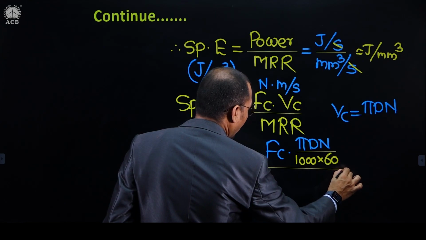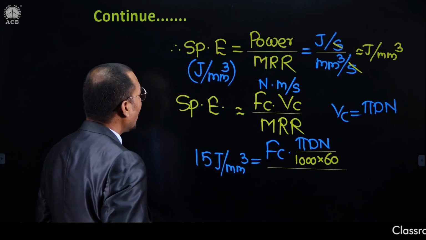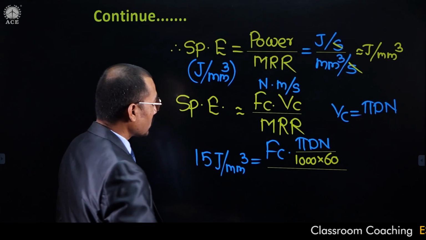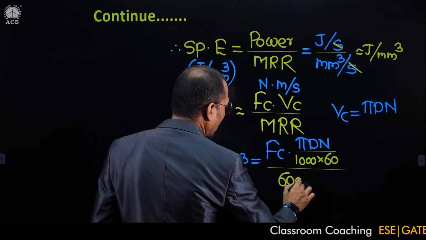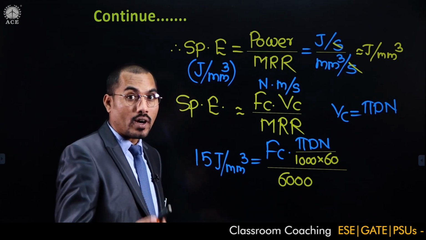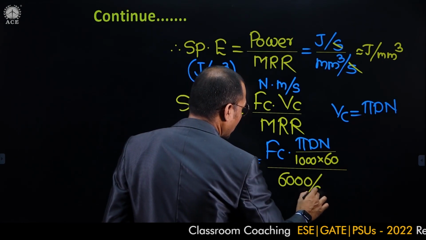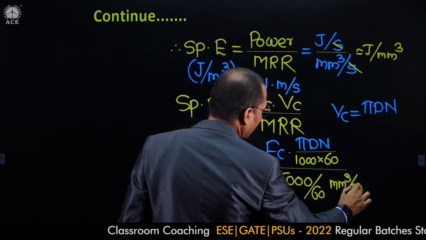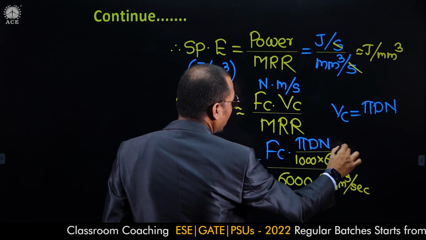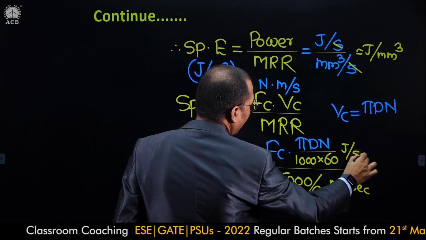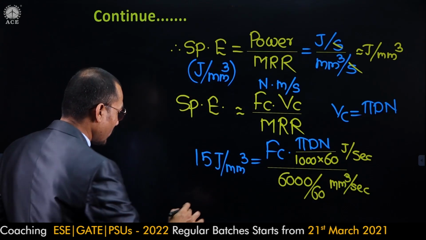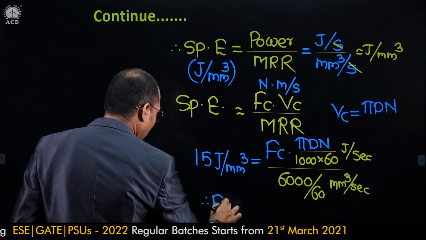Yes. And then divided by MRR, and I guess MRR is given as 6000 mm cube per minute. So, I will say that it is exactly equal to 6000 mm cube per minute, divided by 60, that is mm cube per second. This is Newton meter, joule per second. Again, this second will get cancelled.